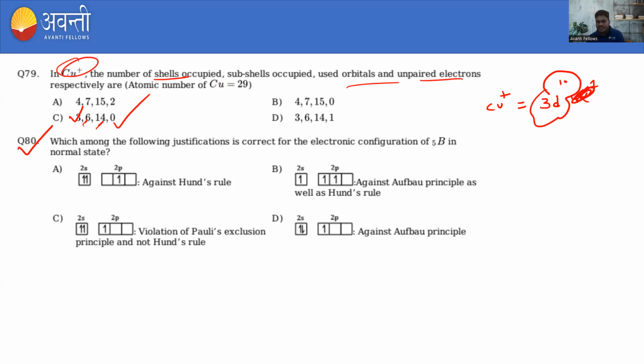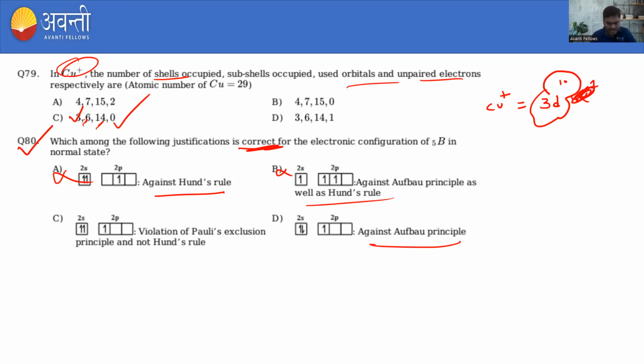Which among the following justifications is correct for the electronic configuration of B5? Right, correct justification. So you have to answer. A is false and B is also false. Against the above principle, violation of Pauli exclusion principle and not Hund's rule. Against Hund's rule, against the above principle as well as Hund's rule, and this one, that is C. Right. So that is the C one.